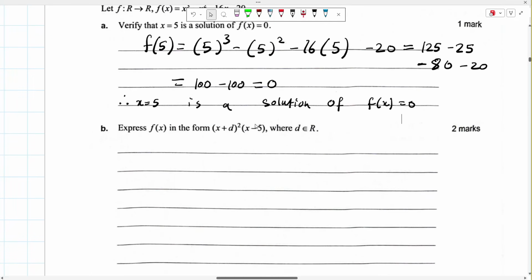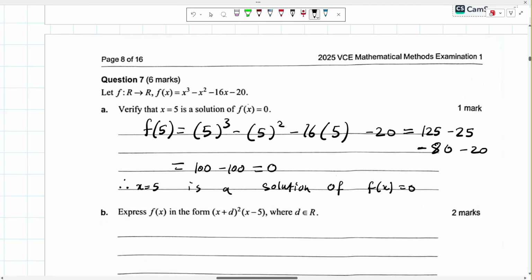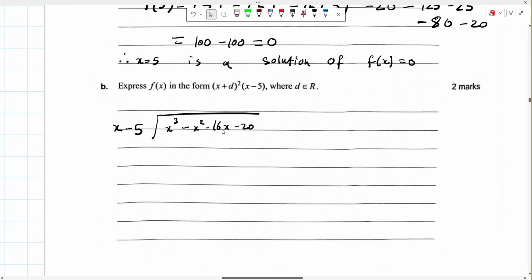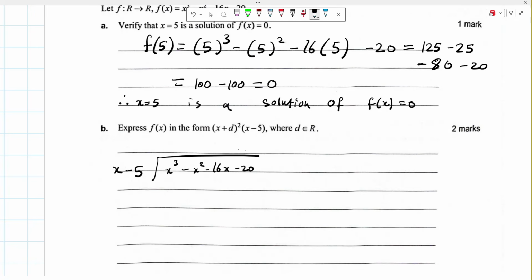That's it. Okay, express f of x in the form (x plus d) squared times (x minus 5), where d is a real number. So they're just asking us to factorize f of x. They gave us a big hint, right? They said that x is equal to 5 is a solution of this. So that means we can actually take our function and divide it by x minus 5, right? If you guys remember, factor theorem, remainder theorem. And then we can just do polynomial long division.